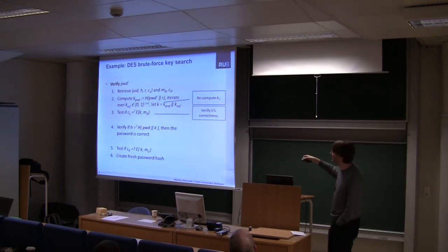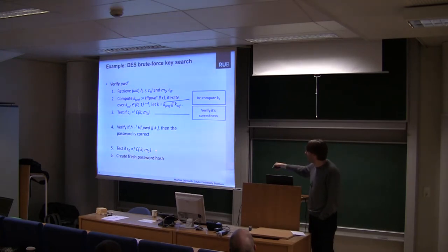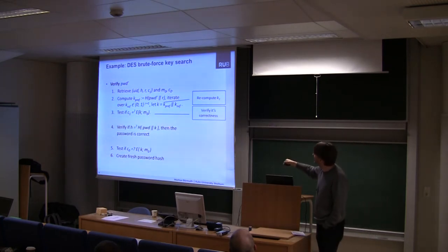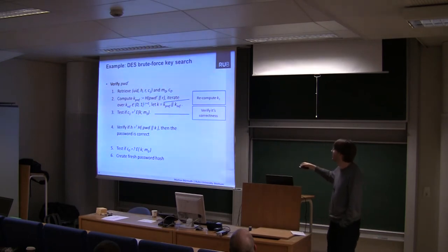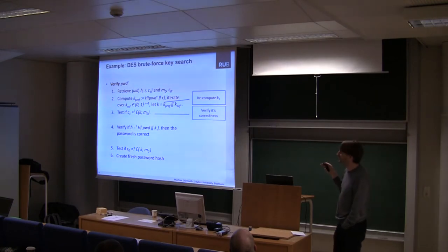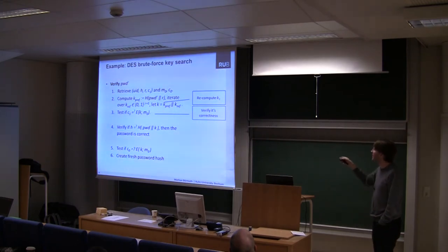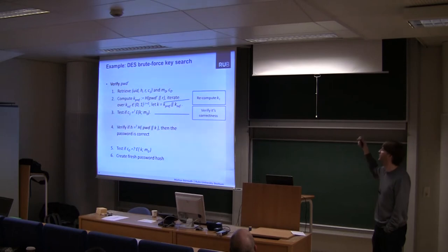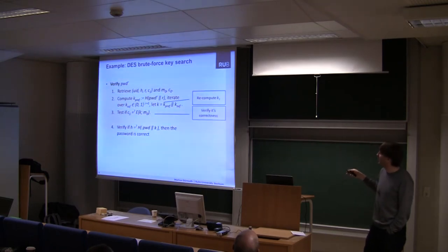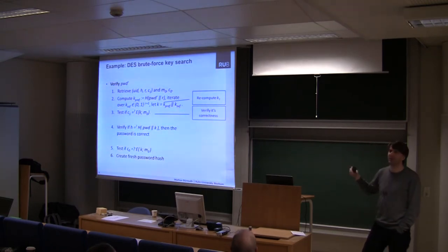Remember, we wanted to find a key K so that M0 encrypts to C0. So if we eventually find a key K so that this test here succeeds, then we have solved our base problem. Then we have successfully brute forced the DES encryption that we started with. And I should say that once we did a password verification here and it was successful, then we should create a fresh password hash. So then we should start with that slide again, store the password in a new hash for being able to do new and useful computations for the next password verification.